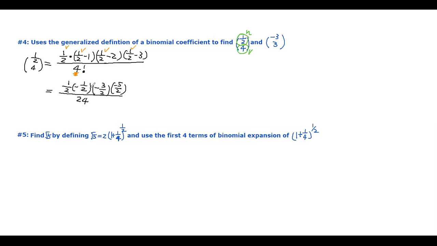Okay, so 2, 2, 2, 2. So this will be 24 times 16 and the negative 15, right? So if you simplify a little bit, this will be negative 5/128, all right? So that's how we use generalized binomial coefficients here.